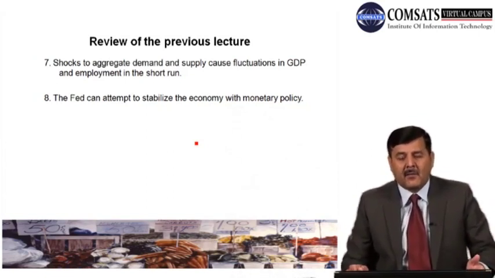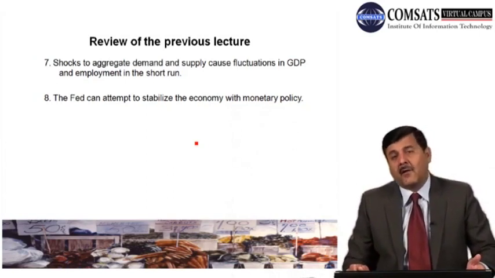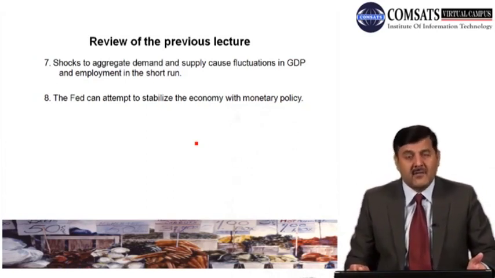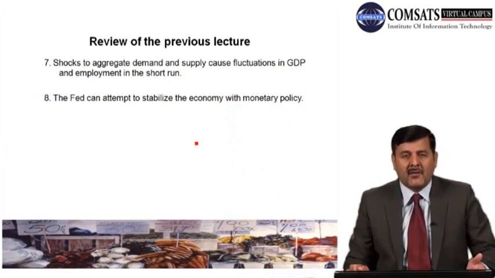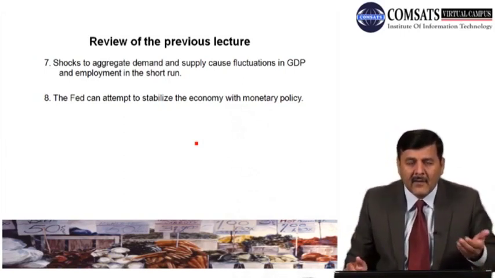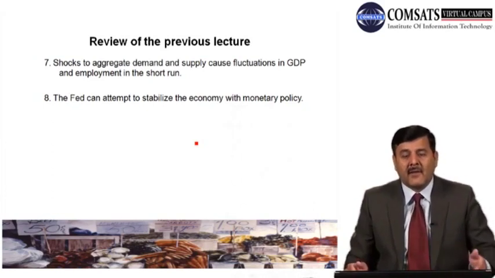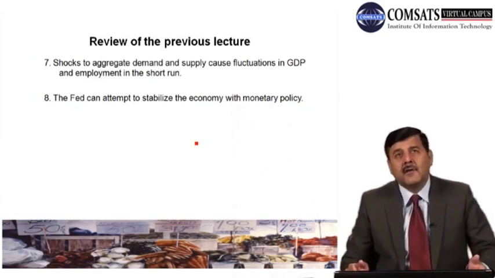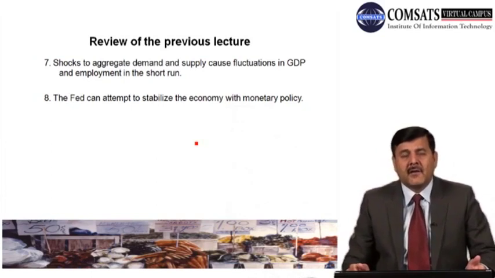Aggregate demand and aggregate supply is the framework which analyzes economic fluctuations, and the government or the Fed can use monetary policy to stabilize the economy, right, by increasing or decreasing the money supply as and when it is required to stabilize the economy. So this was all about what we have learned in the previous class.